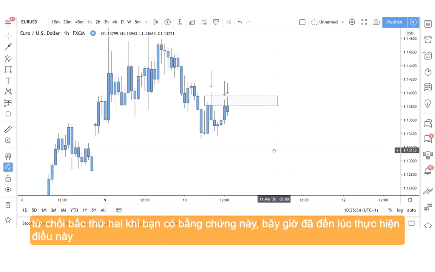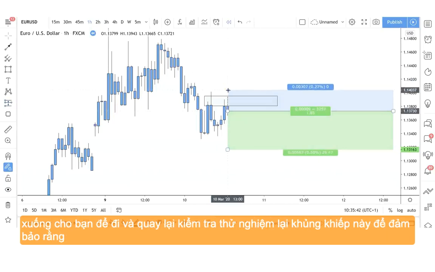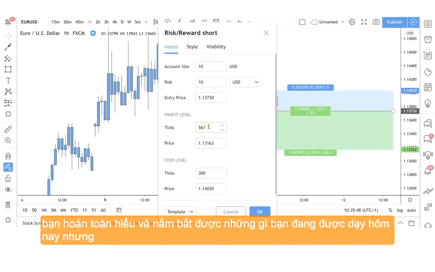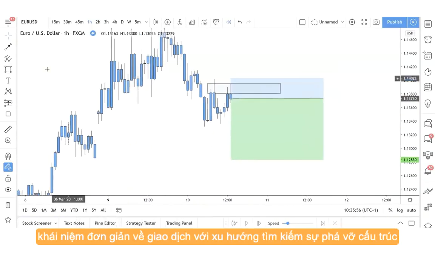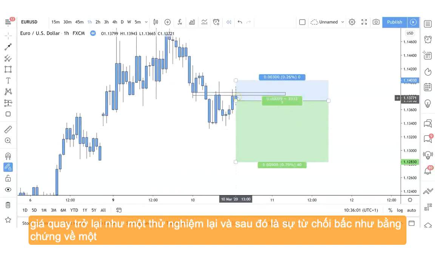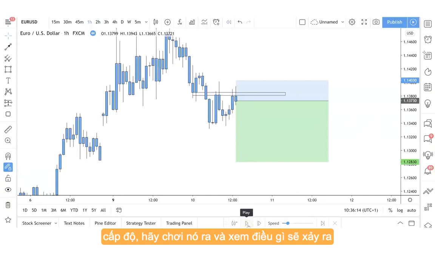Once you have this evidence, now it is time to take this trade. Again, I'm not going to go into too much detail about how you take this trade. It's down to you to go away and backtest this or forward test this to make sure that you're fully understanding and grasping what you're being taught today. But the simple concept is trading with the trend, looking for the break of structure, as you see highlighted here, price coming back as a retest, and then the wick rejections as evidence of a level being created, and then confirmation of price respecting that level. Let's play this out and see what happens.